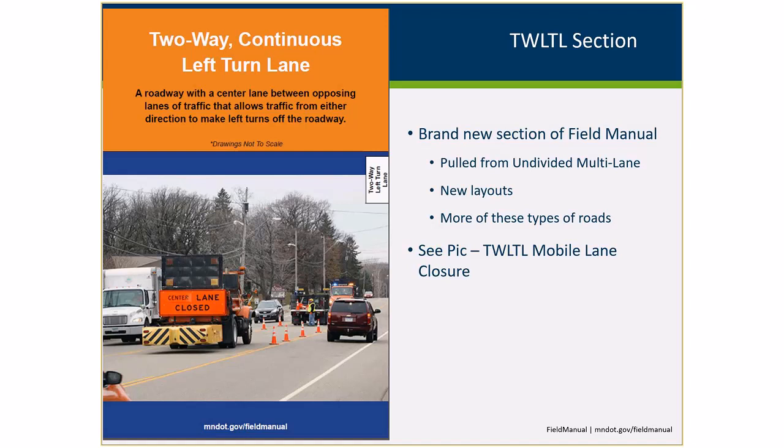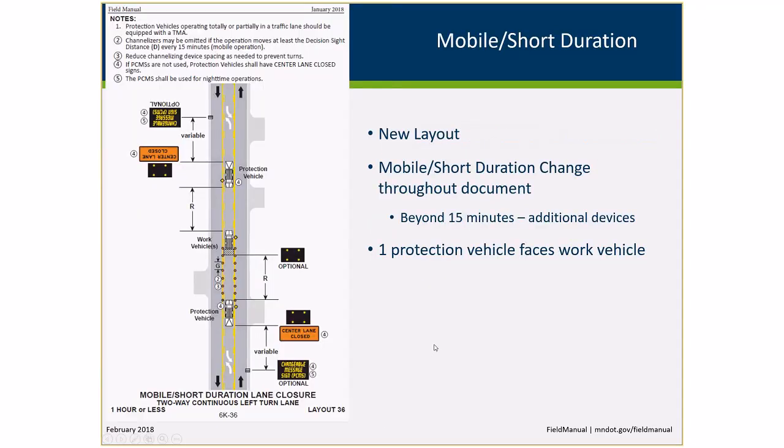So if you're closing the two-way left turn lane section to maybe refresh the arrows in that turn lane, this is a layout that you can now use for it. You've got the work vehicle, you've got the protection vehicle on this side, and you've got a protection vehicle on the opposite side that's facing this way. It's facing this way because the vehicles are required to have the truck-mounted attenuators, the TMAs, on them. So if someone hits this, it hits the TMA. If you didn't have this vehicle facing this direction, they would hit the front of the vehicle. So here's that mobile short duration layout if you're closing the two-way left turn lane in this type of section.